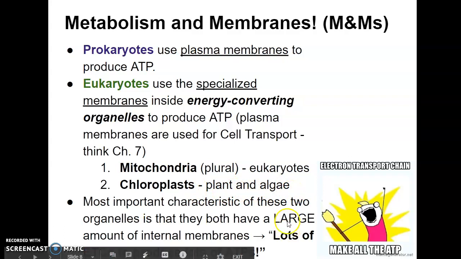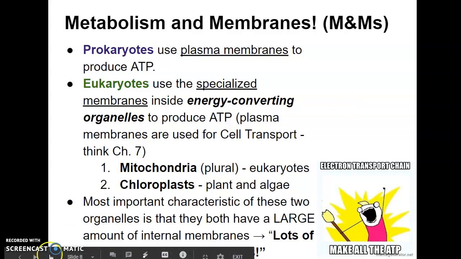Okay? So the most important characteristic of these two organelles, the mitochondria and the chloroplast, is that they both have a very large amount of internal membranes. And that large amount of internal membranes is excellent because it increases the surface area. And if you increase the surface area of the membranes, you can have a lot of electron transport chains happening at the same time. The more electron transport chains happening at the same time, the more ATP that you can produce. So I always like to think of the phrase of lots of ETCs to produce lots of ATPs. Again, that's lots of ETCs to produce lots of ATPs.